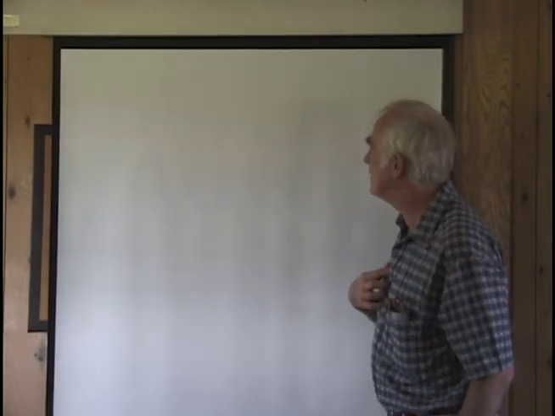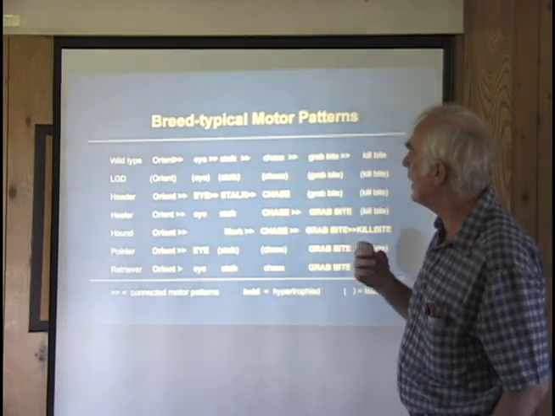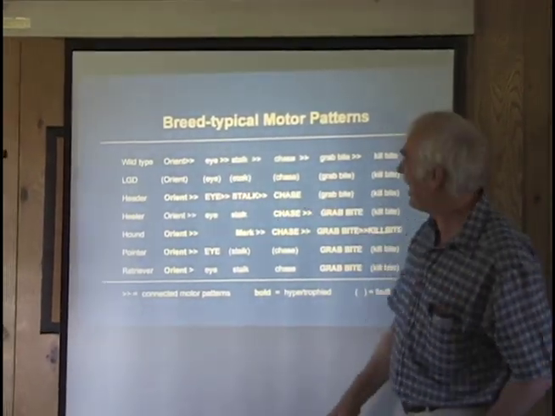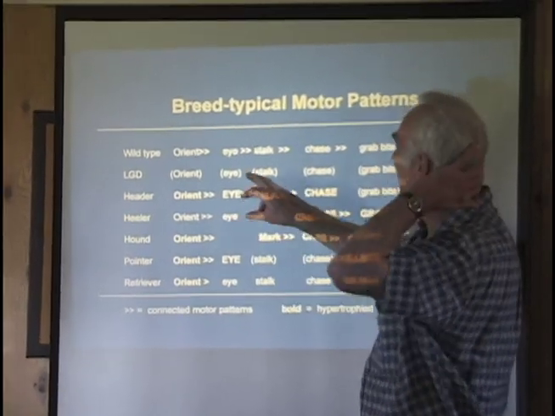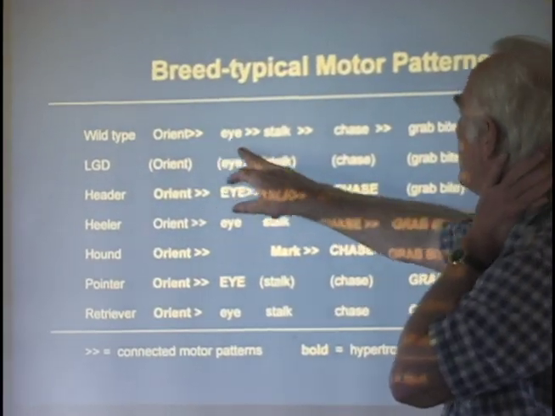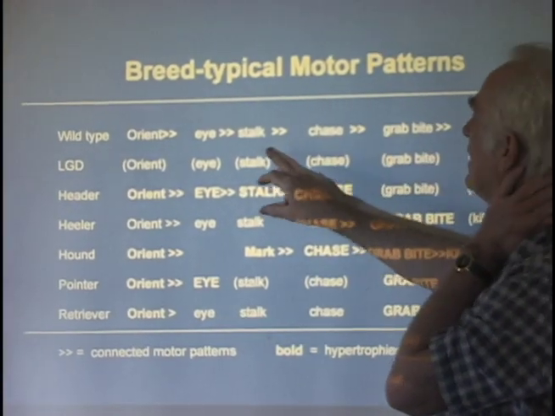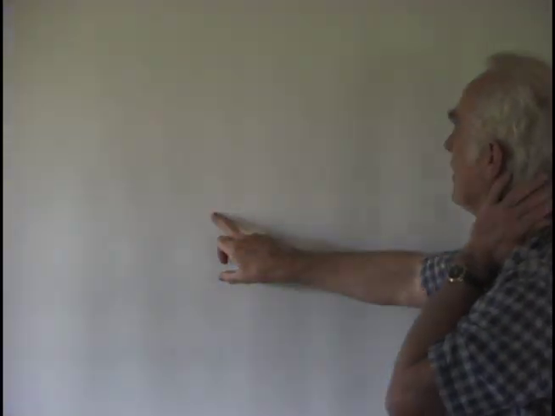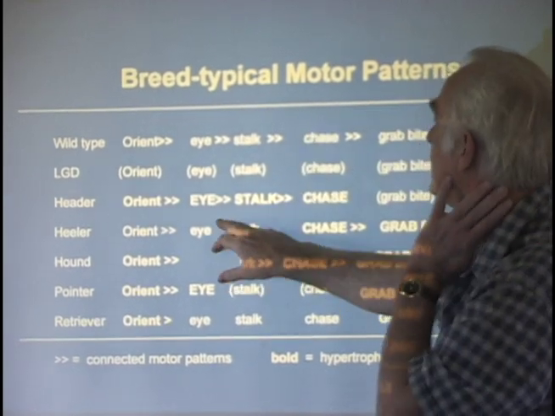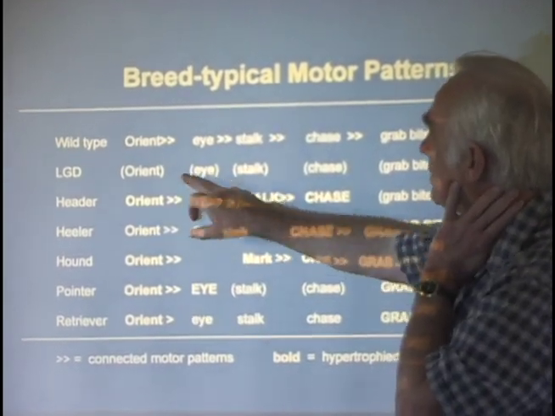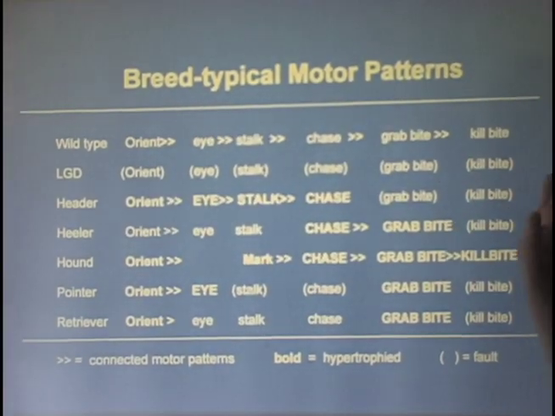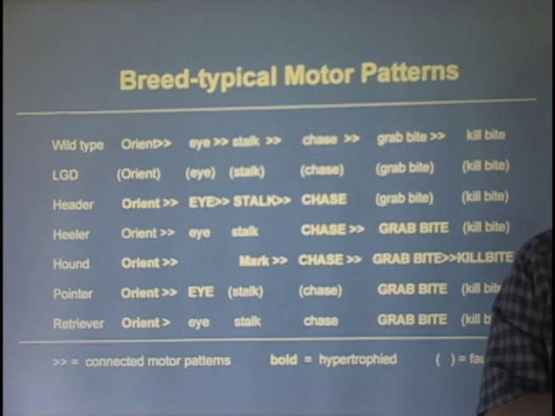How intense that motor pattern is, by how bold it is. So in the wild type, what happened to it? In the wild type, you got the eye stalk behavior, and it's just part of the sequence. There's nothing in there that's exaggerated, whereas when you get down here and look at the border collie, the eye stalk behavior is intensified. All right. In the livestock guarding dogs, I put it in parentheses because in a really good livestock guarding dog, you shouldn't see any of those predatory behaviors.